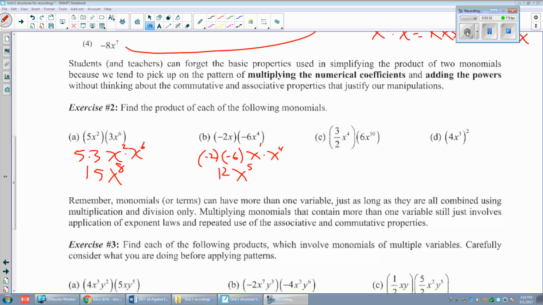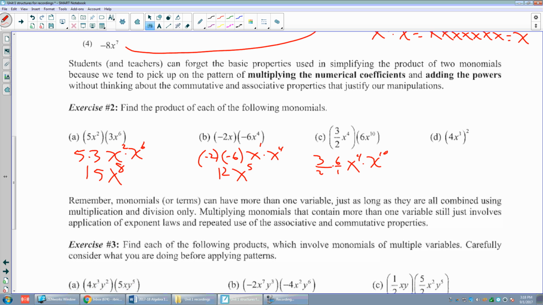3/2 times 6 is really 3 over 2 times 6 over 1. X to the 4th times x to the 10th. So that is 18 over 2 times x to the 14th, which is really 9x to the 14th. There we go. Oh, bingo, bango, bongo. This is 4 times 4 times x cubed times x cubed. That says write it down twice. 16x to the 6th. Remember, monomials, or terms, just one; 16x to the 6th is a monomial.